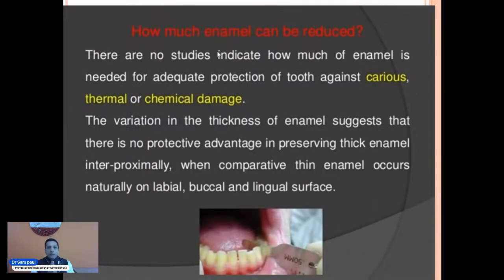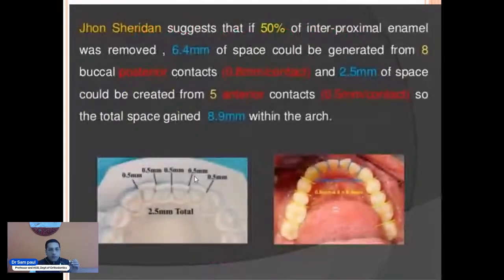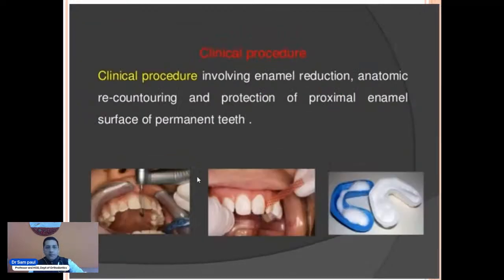So, how much enamel can be reduced? There are no studies indicating how much enamel is needed for adequate protection of the tooth against caries or thermal change. The variation in thickness of enamel suggests that there is no protective advantage in preserving thick enamel interproximally when comparatively thin enamel occurs naturally on labial, buccal, and lingual surfaces. So many textbooks suggest that 50% of interproximal enamel could be removed. 50%. Okay.